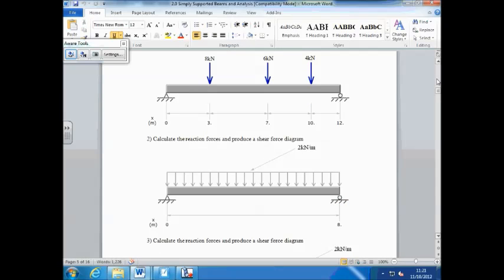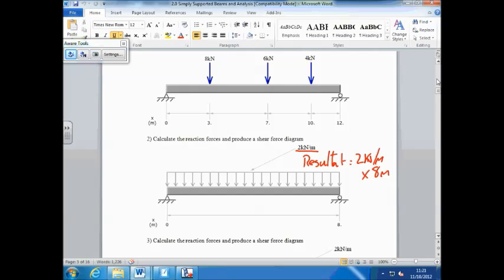If we look at this example, the uniformly distributed load, 2 kilonewtons per meter. That means the force that this beam is exerting is a force of 2 kilonewtons for every meter of length. So if I want to find the total resultant of that force, I multiply the 2 kilonewtons per meter by the length of the UDL, which in this case is 8 meters.